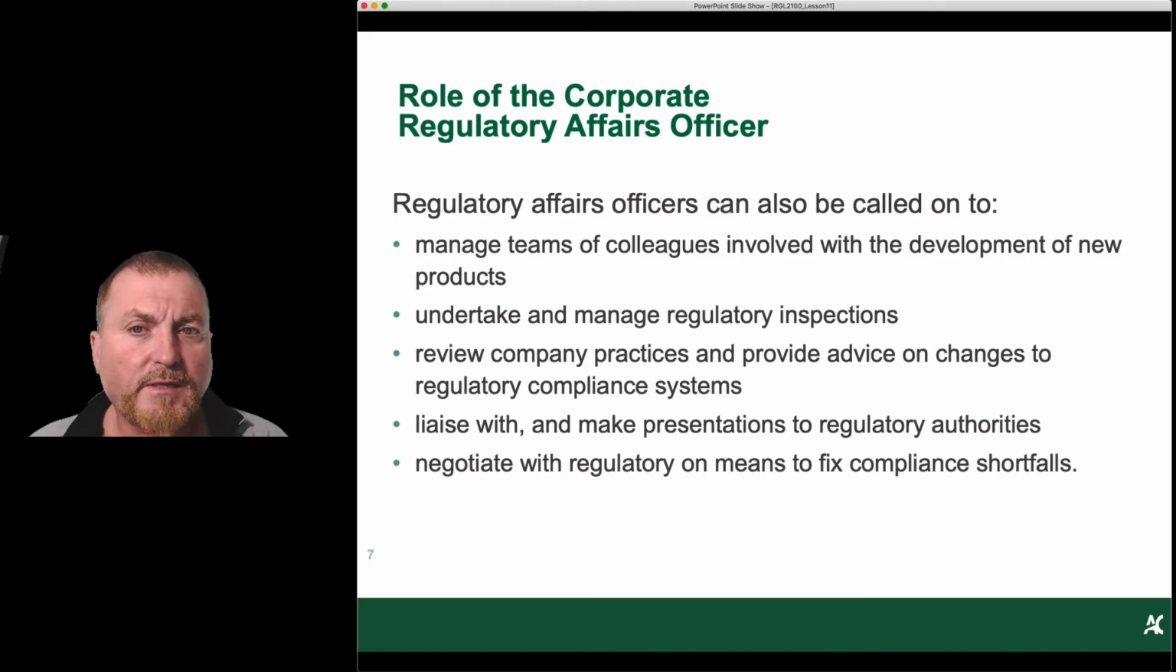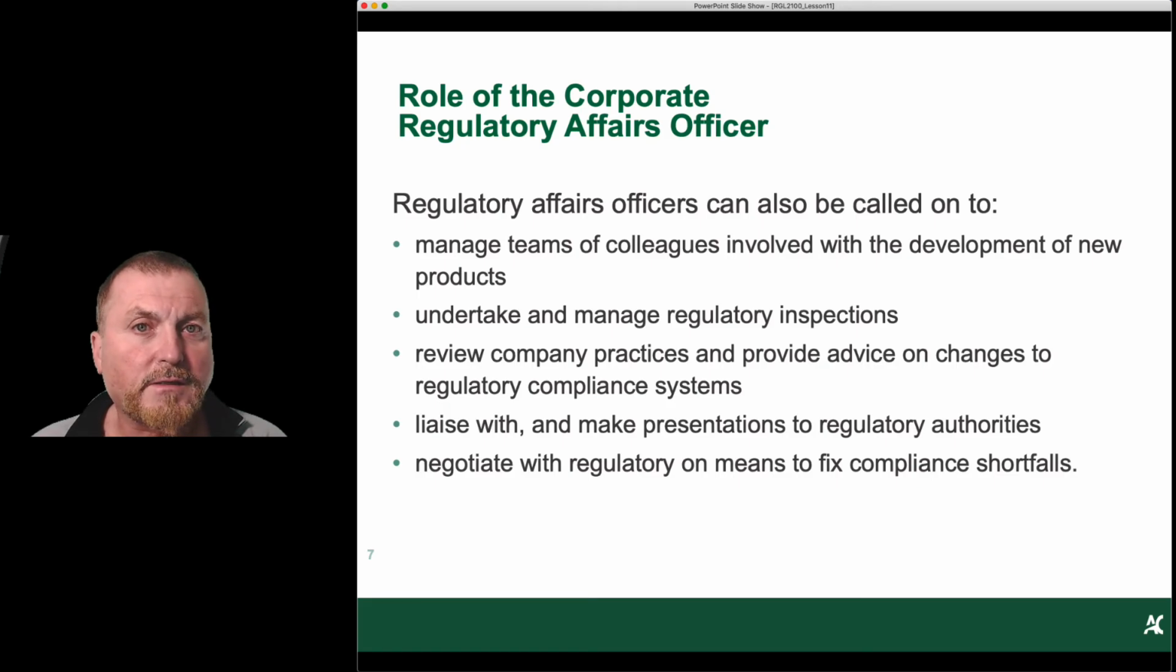Liaise with and make presentations to regulatory authorities. Sometimes you have to go see the regulatory authority and present a compliance plan for your company, or you're just participating in multi-stakeholder training sessions with the regulator, and you're being asked to present what your company is doing to be in compliance, and so on. These types of roles.